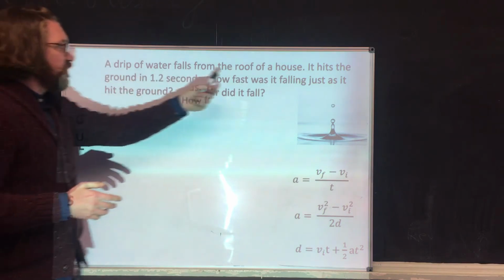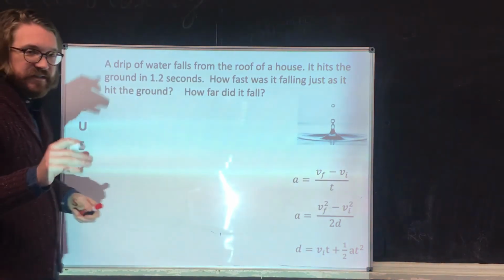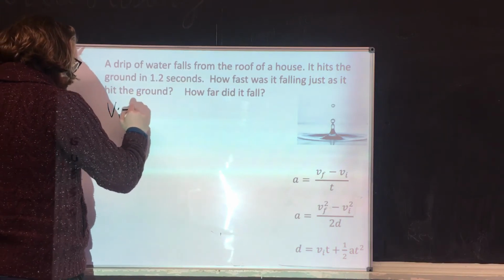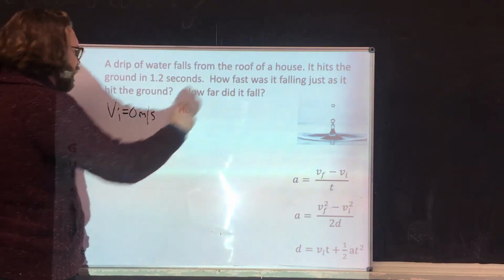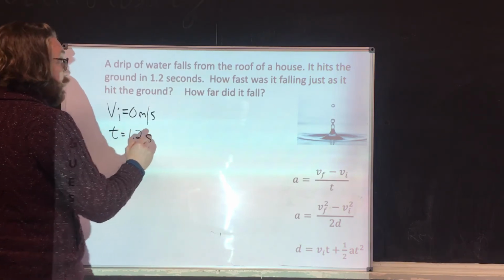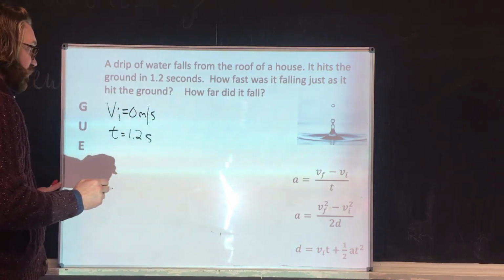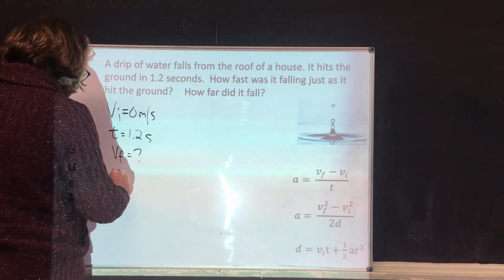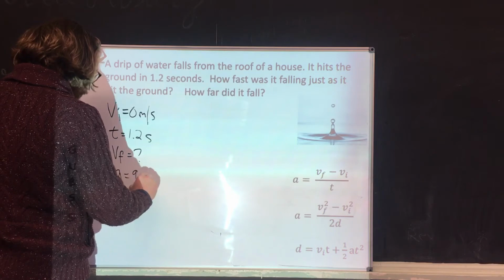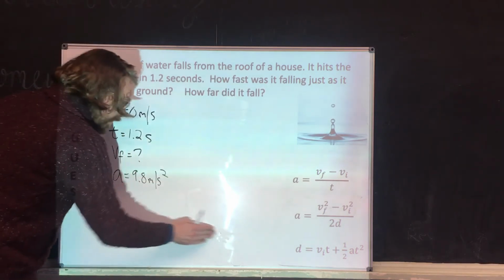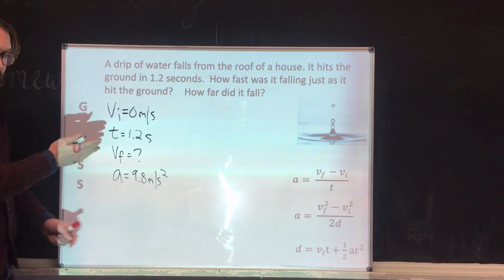A drip of water falls from the roof of a house. That means that drop of water had to be hanging, which means its initial velocity is 0. It hits the ground in 1.2 seconds. How fast was it falling just before it hit the ground? So we're trying to find our final velocity. And since it's falling, we know our acceleration is 9.8 meters per second squared. We've already seen one like this. Go ahead, pause the video, see if you can get the right answer.